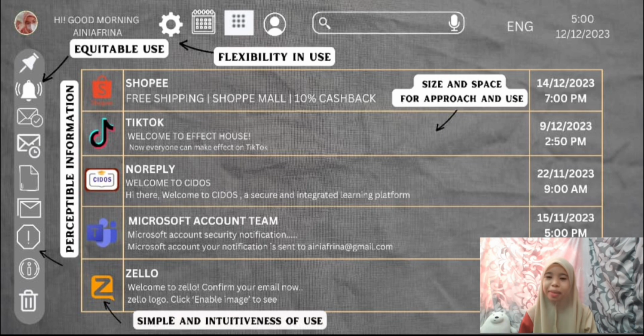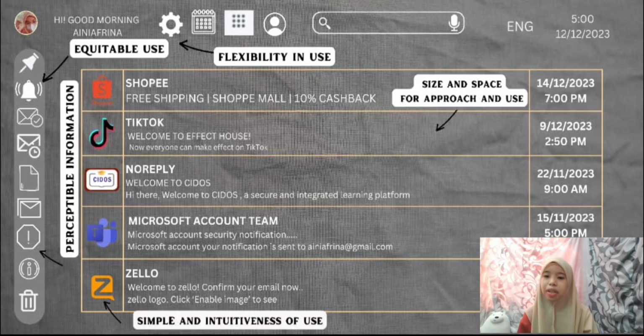Second, equitable use. The notification should be accessible to all users, regardless of their age, gender, ability, or cultural background. For example, the notification should be available in different languages and should provide alternative ways for users to access them, such as text to speech or screen reader.